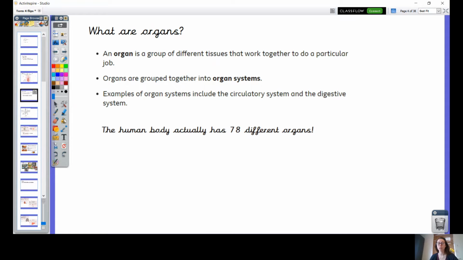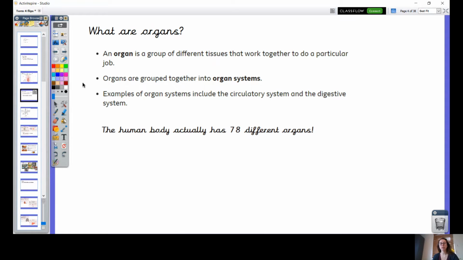So every organ in our body has a really special job to do that helps us stay alive and helps us function properly. Now we're going to be learning about what different functions the organs have next lesson. But today is going to be about identifying where those organs are, and also we're going to focus on the brain in a moment a little bit more.